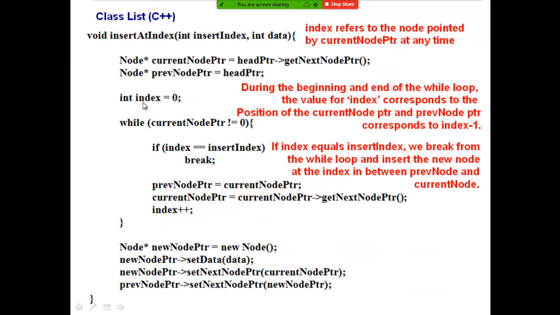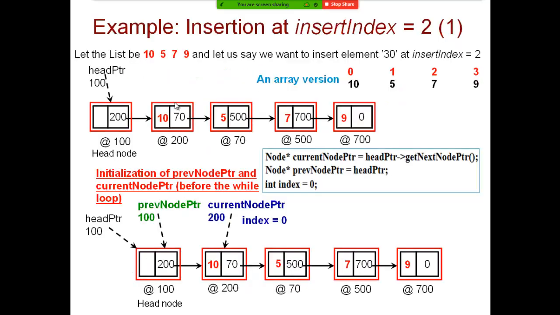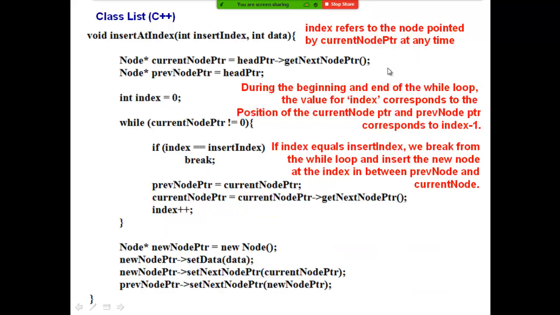Now we'll set up a local variable called index equals 0 to keep track of the index of the nodes we are visiting. So right now we are visiting the first data node. If you consider this as an array, it would be considered as index 0. So that's why we call it index equals 0, representing the first data node. Now we have to traverse the list and reach a specific index, which is insert index equals say 2, and then stop there and insert our data 30. That's what we're going to do now.